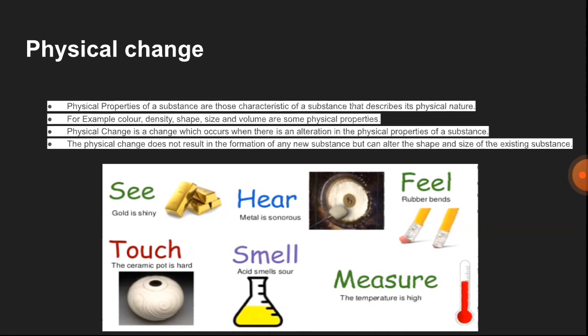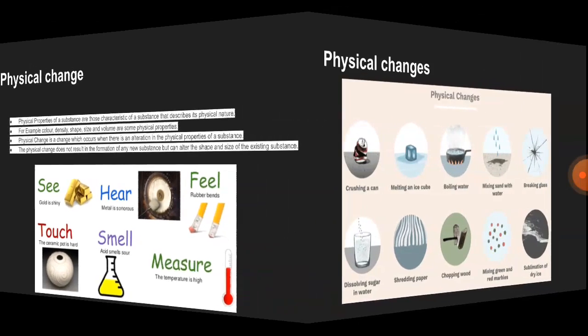These are physical changes, meaning there are no new substances. It is not a permanent change. It is a temporary change, and the color and structure will not change at all. What is happening here? You can see it is not forming any new substances at all. These all we can call physical change.